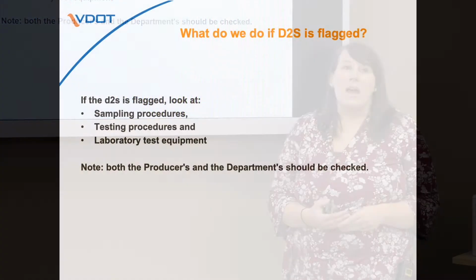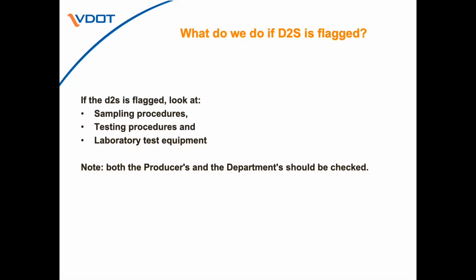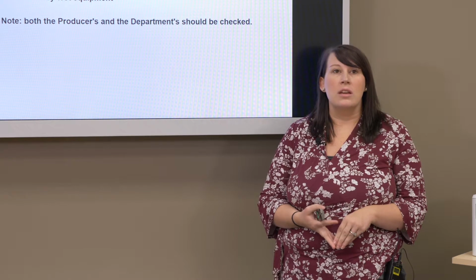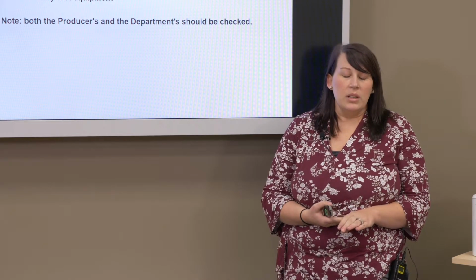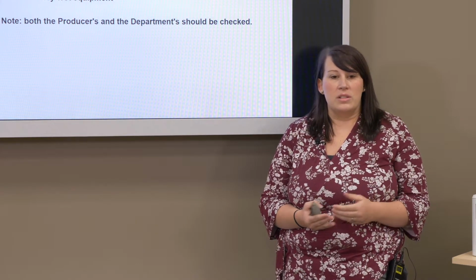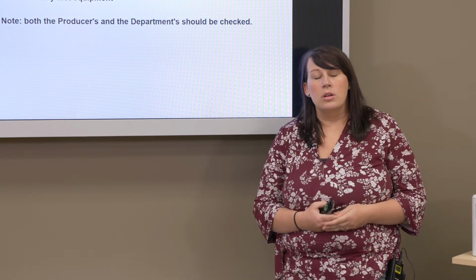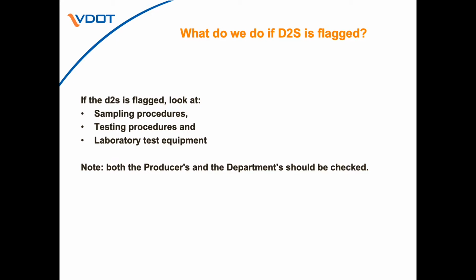Make sure that there's no discrepancy in the testing of it. And then if you still can't find anything, you might want to look at that laboratory test equipment and make sure that everything's in calibration. Nothing came loose, nothing's malfunctioning, just to eliminate any of the different variables that could happen when two technicians run that sample. One thing of note is that both the producer and the department's lab should be checked.